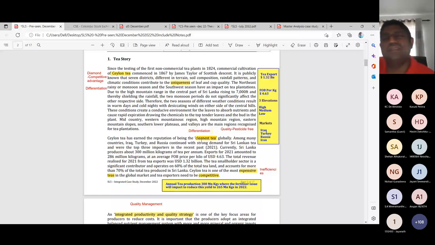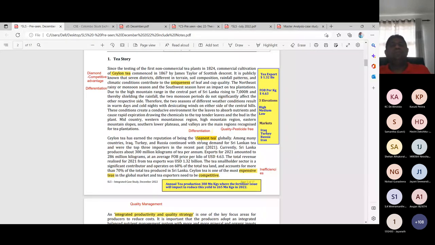Then that is something out of our focus, just to get an understanding about the history, how tea was established in Sri Lanka. So if we look at the facts given, it clearly says climatic conditions contribute to the uniqueness of leaf and cup quality. So they focus on the uniqueness. If you look at the Sri Lankan tea brand, they have never focused on cost leadership. It is always on differentiation.